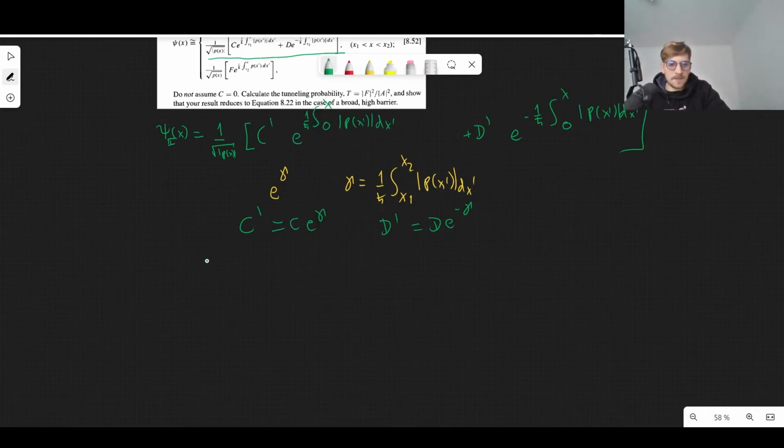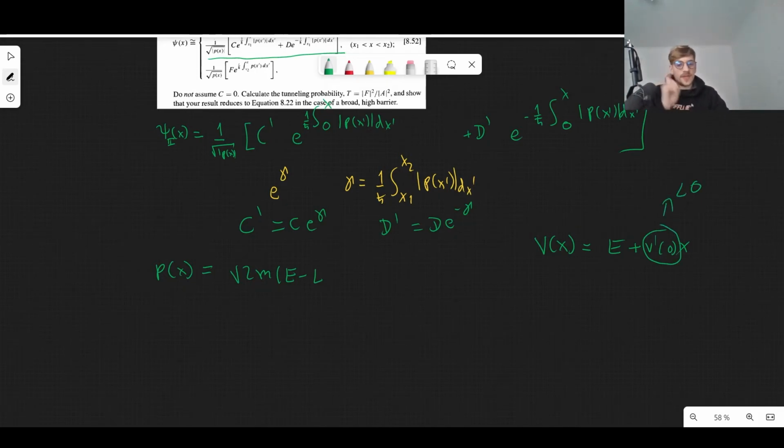Well, let's begin, because we want to plug everything into our WKB expression. So we need to find the momentum, right? And it is square root of 2m. And now be very careful, because what we have now is E minus, okay, let me remind you. So our potential linearized is E, and now we have plus V prime of 0 x, but this thing here is negative. So this is less than 0, right? So be very careful. So we get E minus V prime of 0 x.